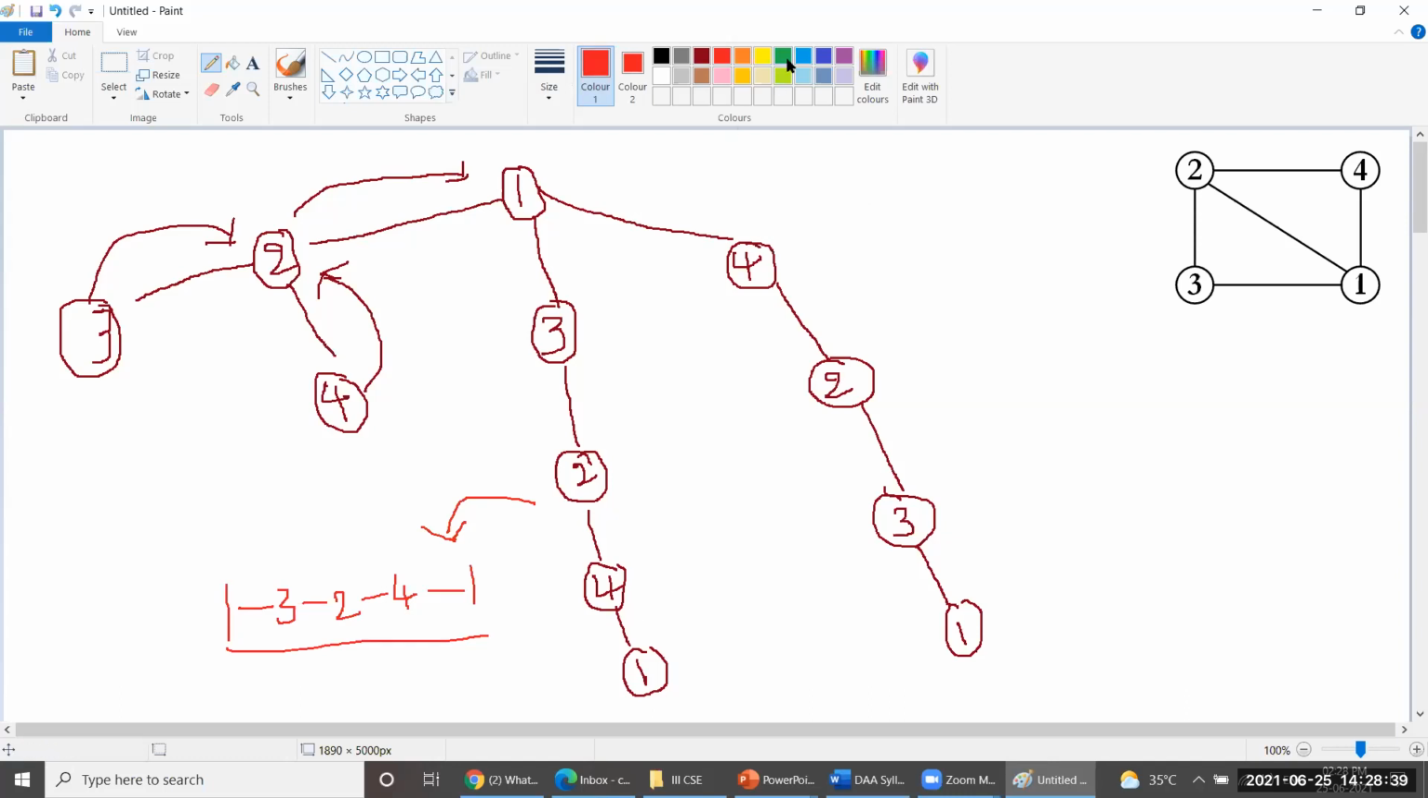And the second one could be, as far as this particular thing, we'd like to take into consideration 1 to 4, second answer, second solution. So this is solution 1 and this is solution 2. 1 to 4, so 4 to 2, 2 to 3, 3 to 1. This is another solution.